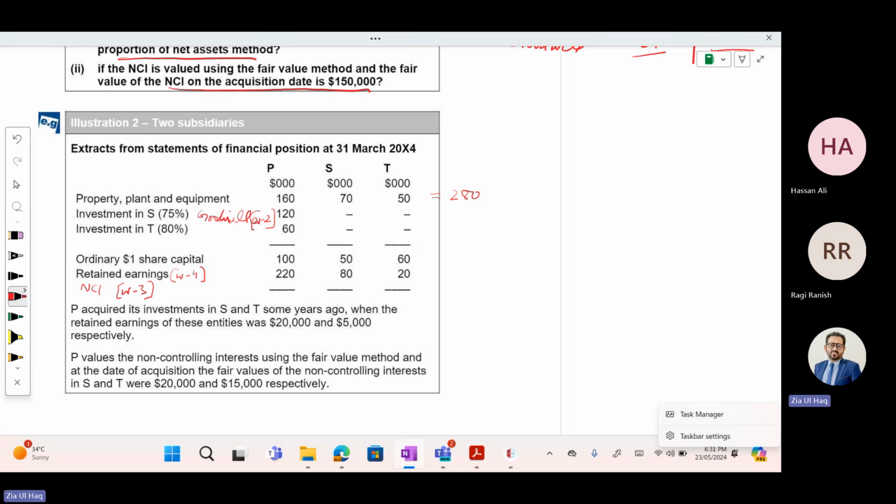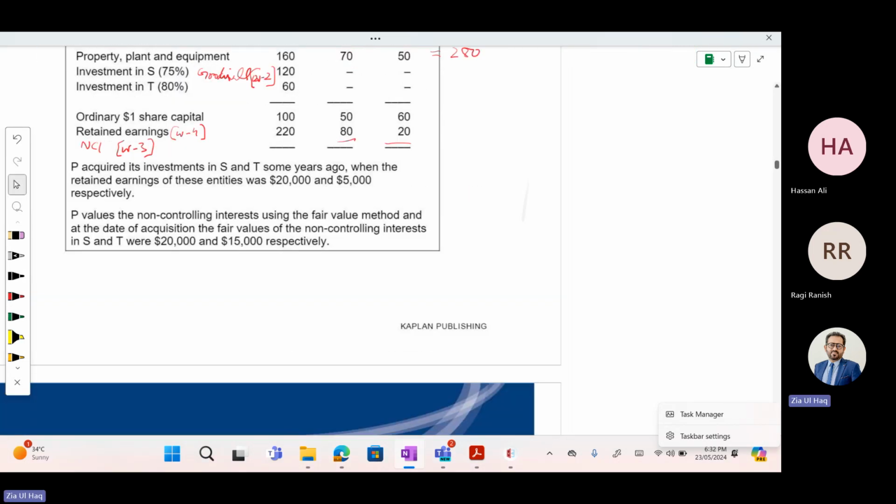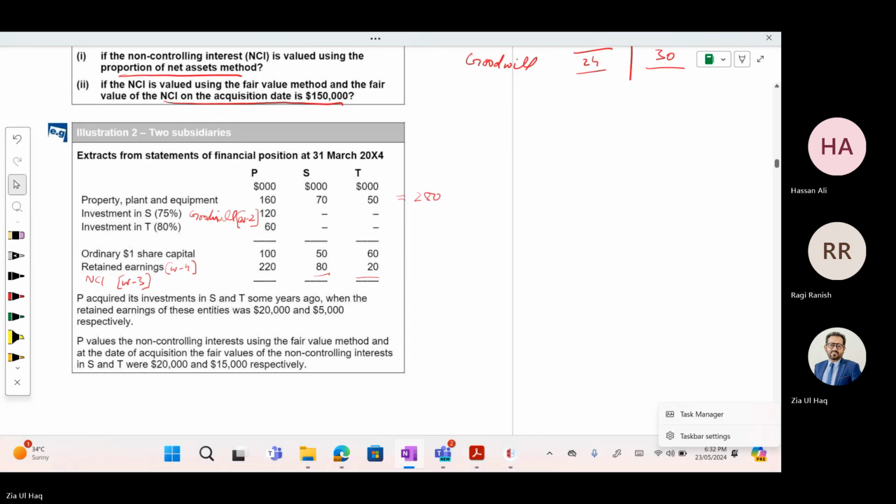P acquired an investment in S and T some years ago. How much? 75% of S and 80% of T. This means 25% and 20% non-controlling interest. The retained earnings of these entities were 20,000 and 5,000 respectively at the time of acquisition, and at the reporting date the figures are given. P values the non-controlling interest using the fair value method. And at the date of acquisition, the fair values of the non-controlling interest in S and T were given. That's it.